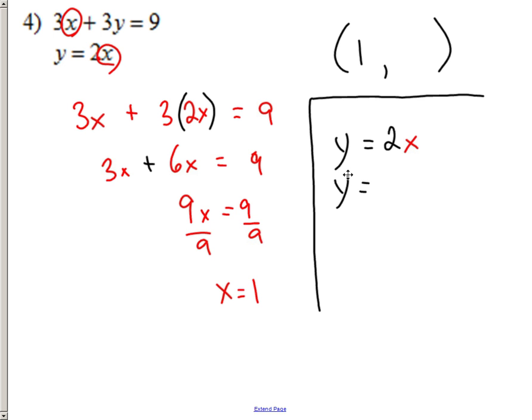Well, that 2 is multiplying the x. If I knew what the value was, I could figure out what the y is. Well, x is 1. So 2 times 1 is what we're going to do, and 2 times 1 is 2. So y equals 2, and we're finished with this problem. This is the solution that makes both of these equations true.